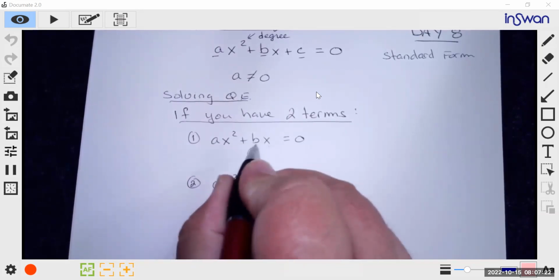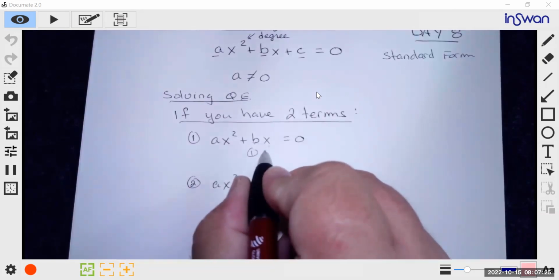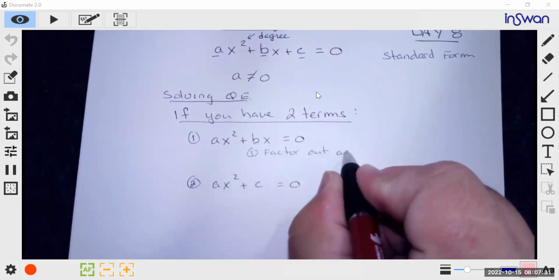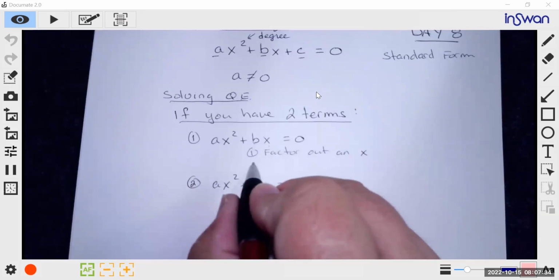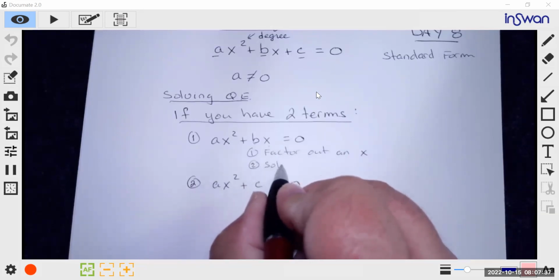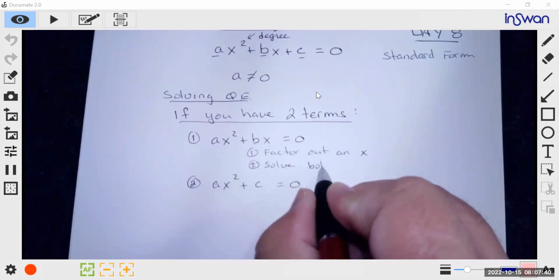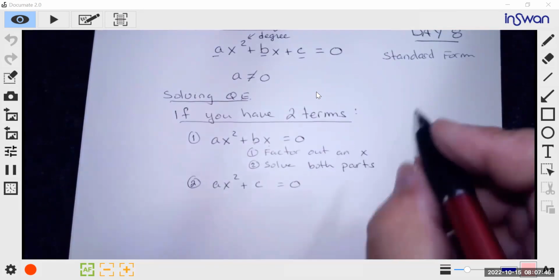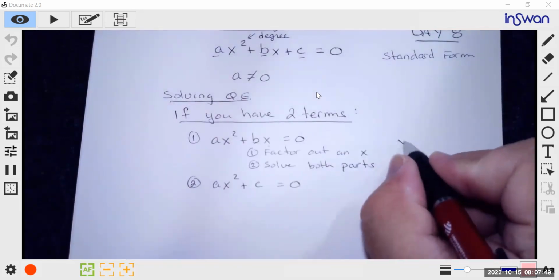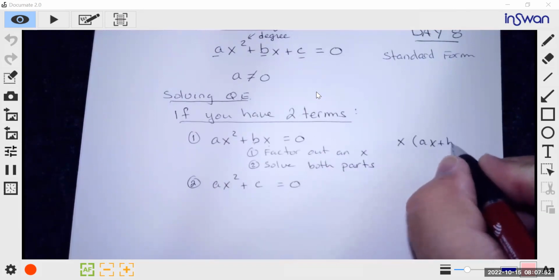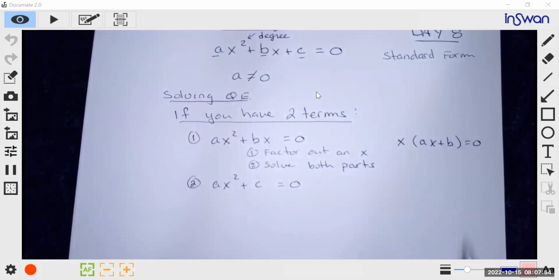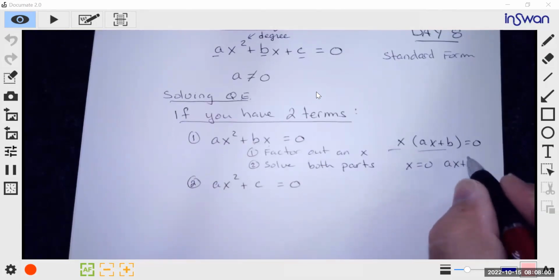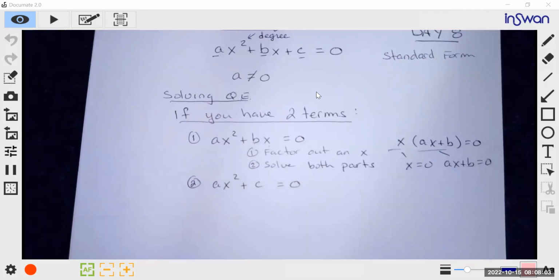If both terms have x, then factor out an x. And then solve both parts. Because if you factor out an x, for example, then we'll have ax plus b equals 0. We have two parts. Set them both equal to 0 and solve.